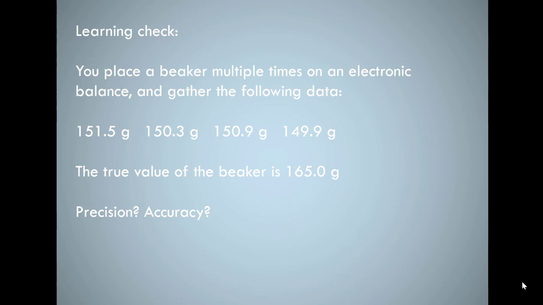On the test, I will give you a set of data, and if it's really, really close, like within 0.1, you can say it's precise. And the accuracy should be pretty close too. So here we have a case where this is neither precise nor accurate.